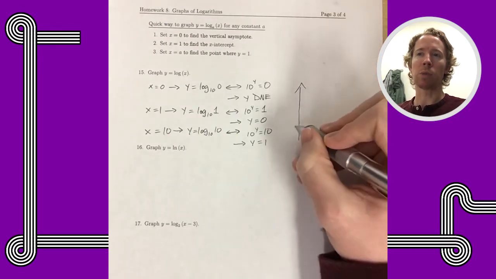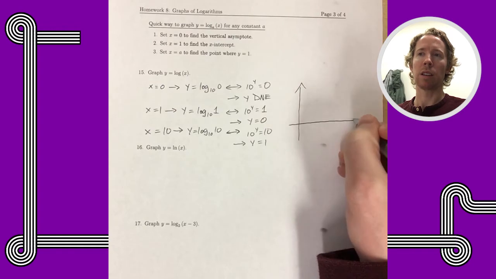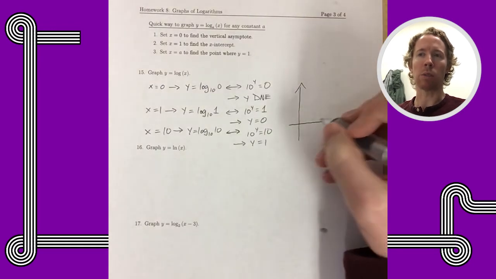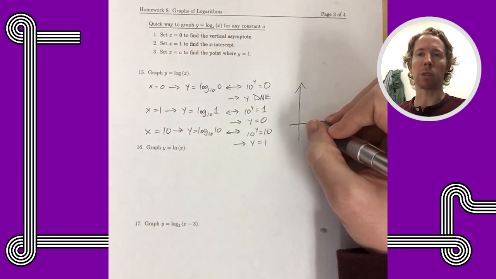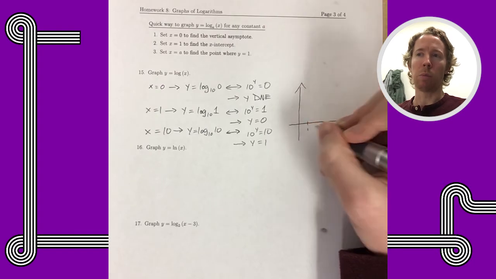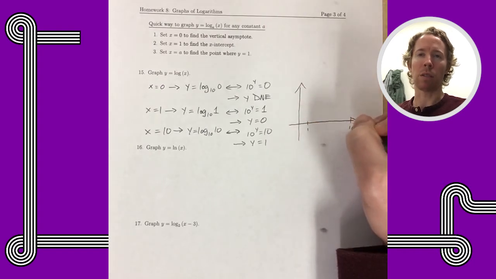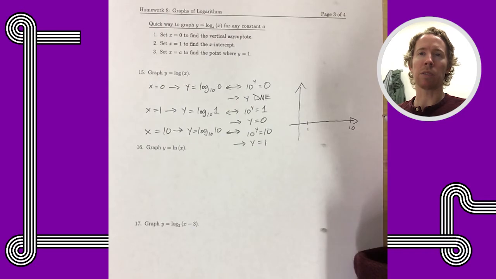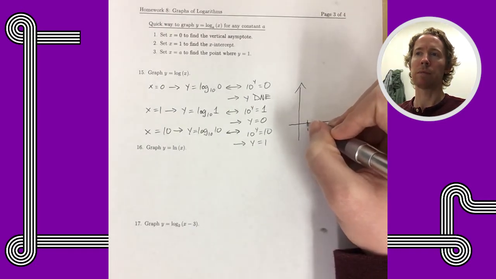So we've got x equals 0 makes y not exist. X equals 1 makes y equal to 0. X equals 10 makes y equal to 1. We plot the 2 points that we have, and we plot the vertical asymptote, and that gives us a pretty good sketch of the graph.